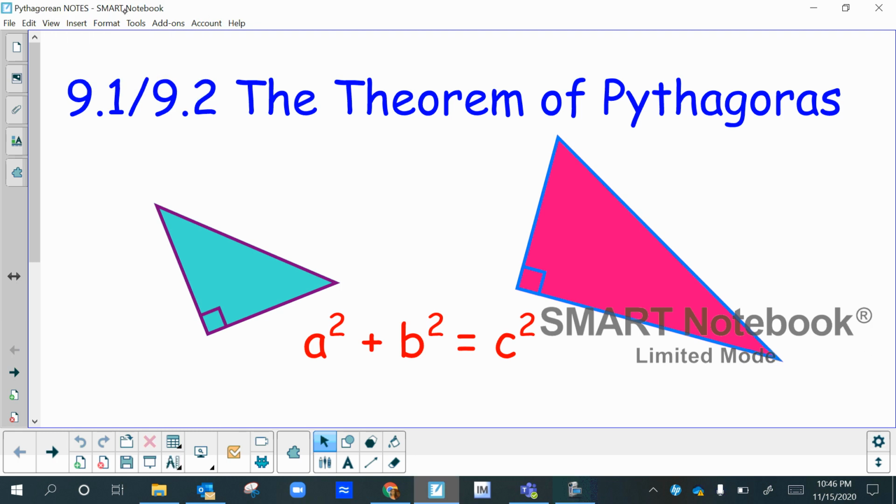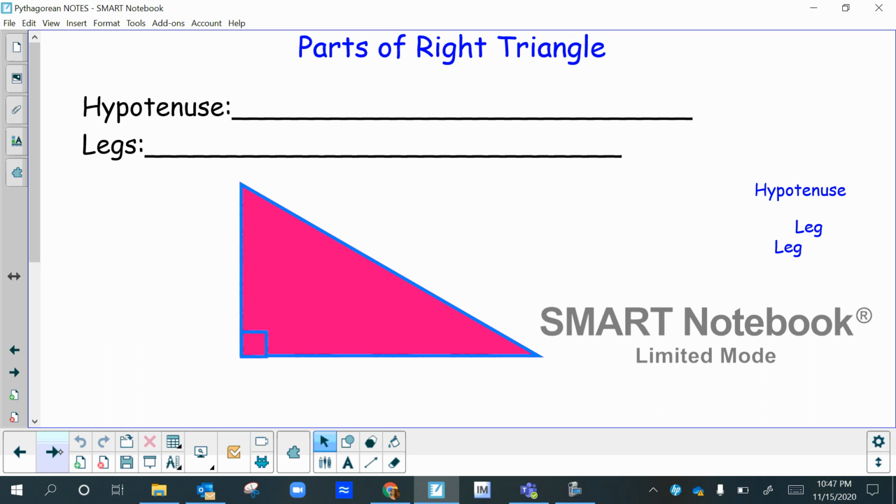All right, so we just finished doing radicals, so now we're going to move on to the theorem of Pythagoras. Pretty sure you remember that from middle school. So we're going to change it up a little bit now that you're in high school. So let's just get right to it.